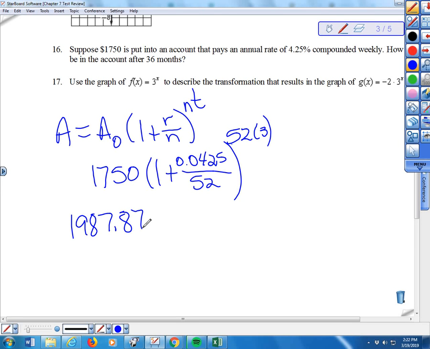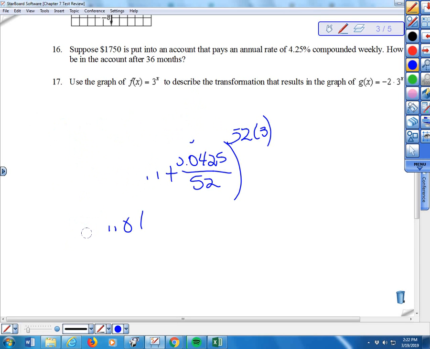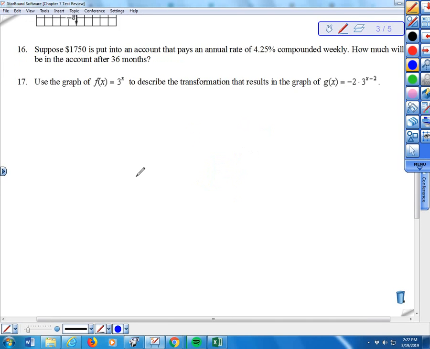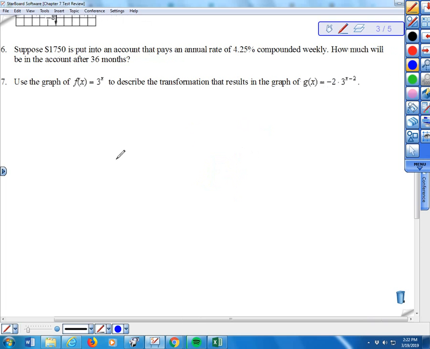Okay, last one. Use the graph of y equals 3 to the x to describe the transformation. So you don't need to graph this one. I just wanted a description. The description would be it flips over the y-axis, because this is the x-axis, yes. I was thinking x and I kept saying y.